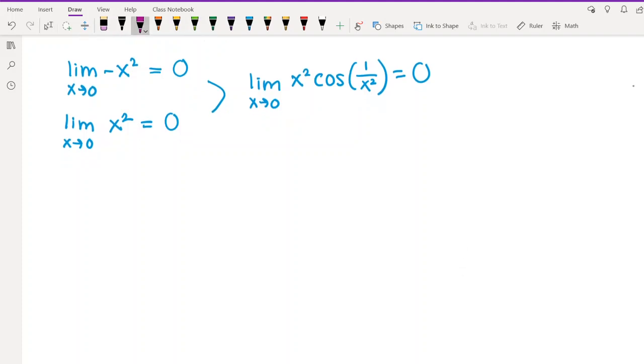Okay, so the next question we have is the limit as x approaches 0 of e to the x minus 1 divided by tangent of x.